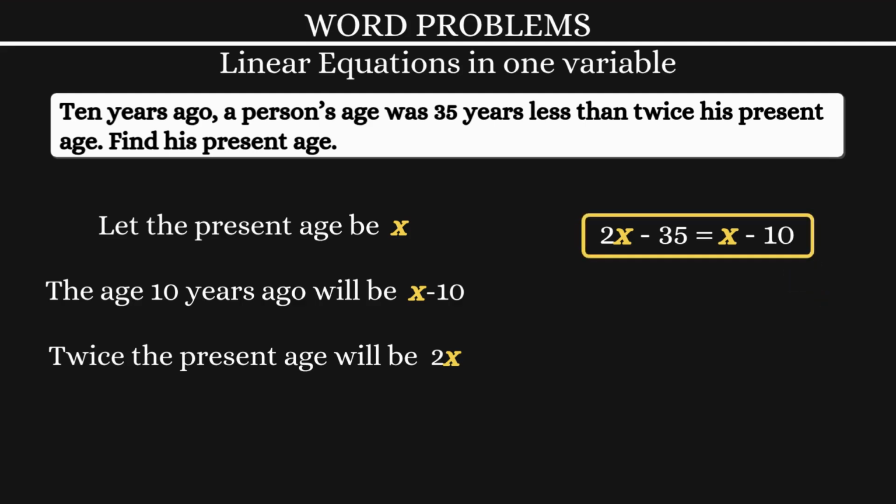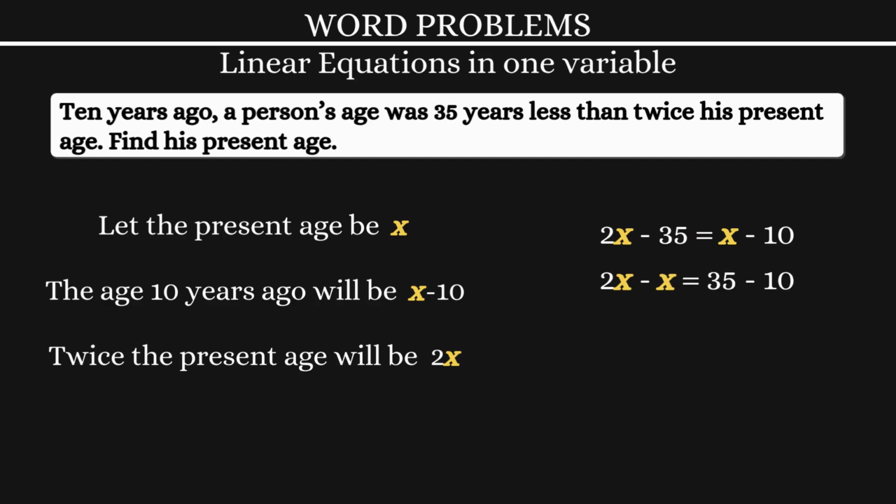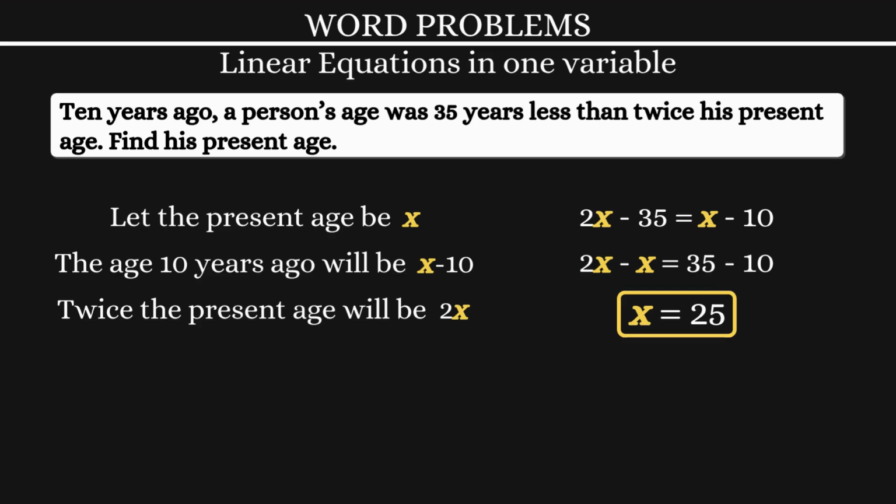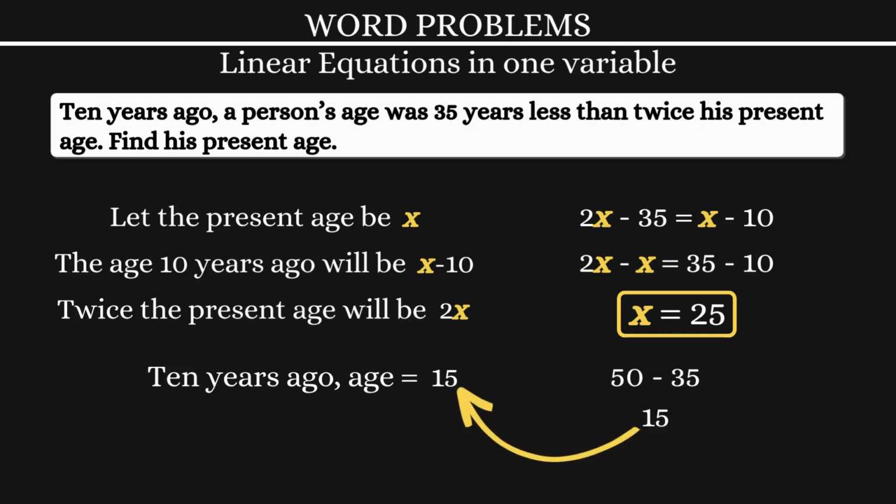So this is our equation. On bringing the like terms together, we have 2x minus x is equal to 35 minus 10, which gives us x is equal to 25. Now let's check if our answer is right. Since his present age is 25, 10 years ago the age would have been 15. Now twice the present age will be 50, and when you subtract 35 from it, we get 15 years. So our answer is correct.